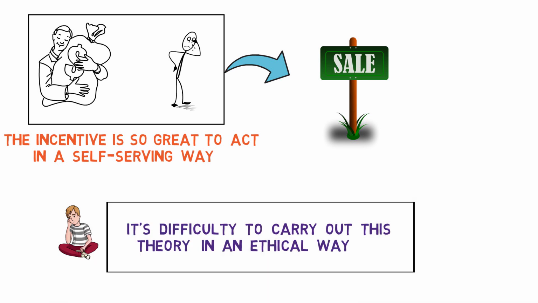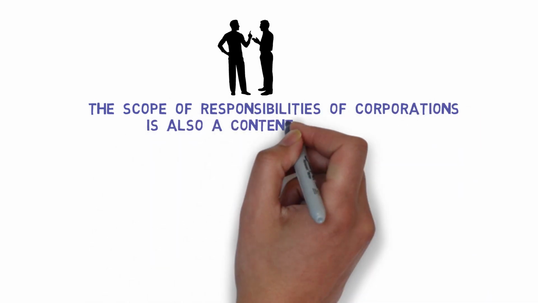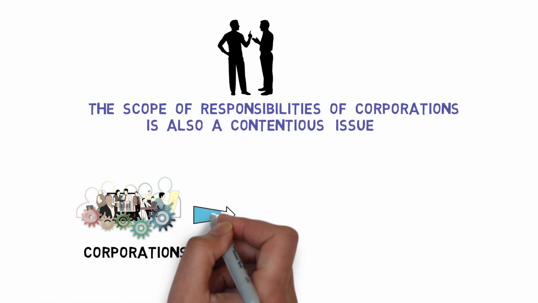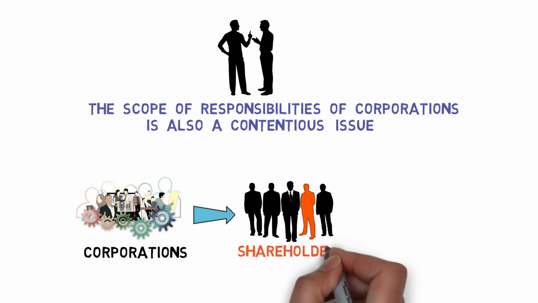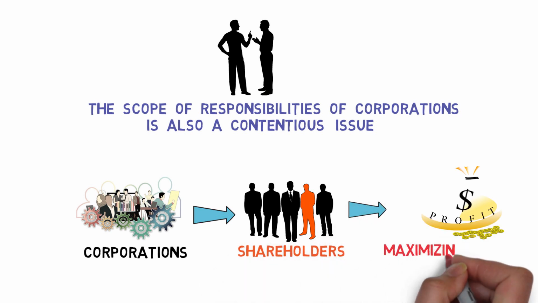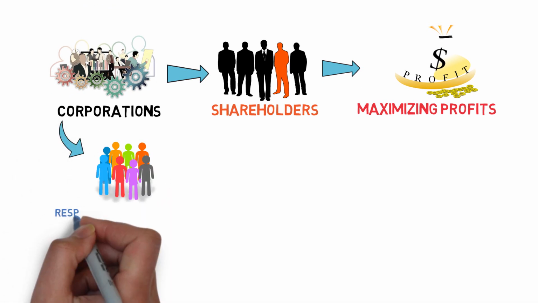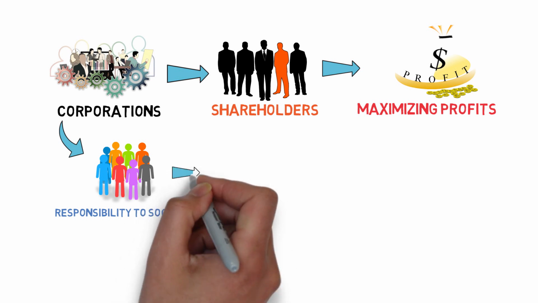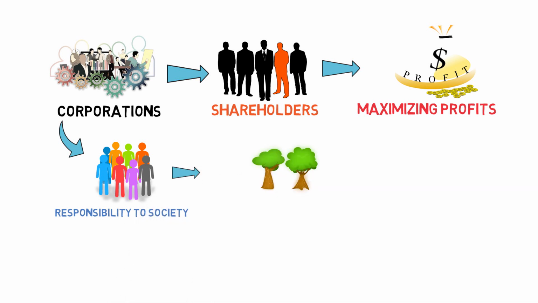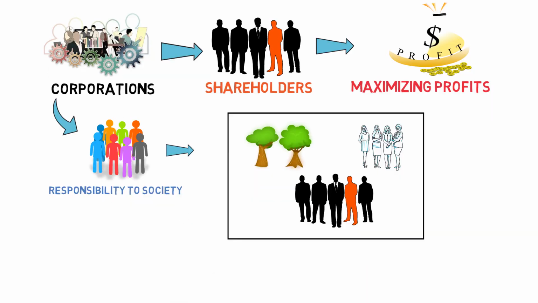The scope of responsibilities of corporations is also a continuous issue. Some scholars argue that corporations have a narrow responsibility to their stakeholders and should focus solely on maximizing profits. Others contend that corporations have a broader responsibility to society and should consider their impact on the environment, employees, and other stakeholders. Basic framework for case analyses.